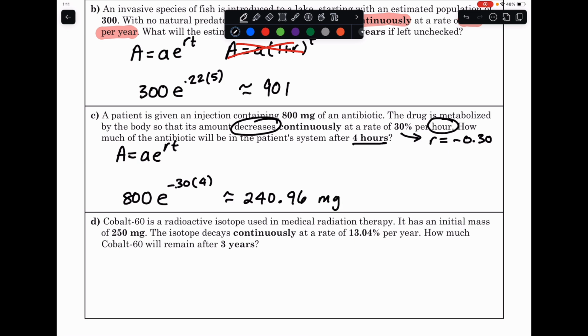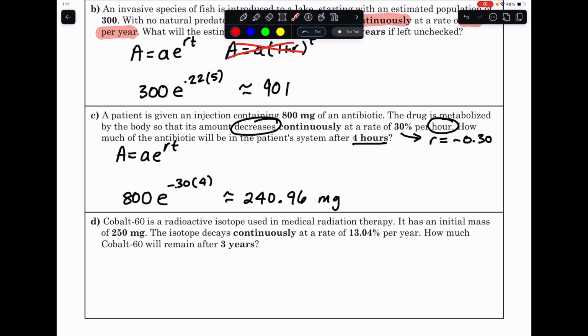Now pay attention to the number. Notice that we started off with 800, and now we have something smaller. Logically, it makes sense that we would have a smaller amount because we're decreasing. If your answer doesn't make logical sense, one thing is occurring: you're forgetting to change the value of R to a negative number if we're supposed to be decreasing.